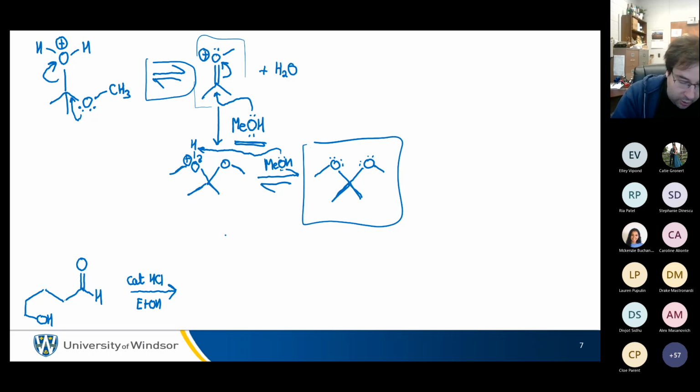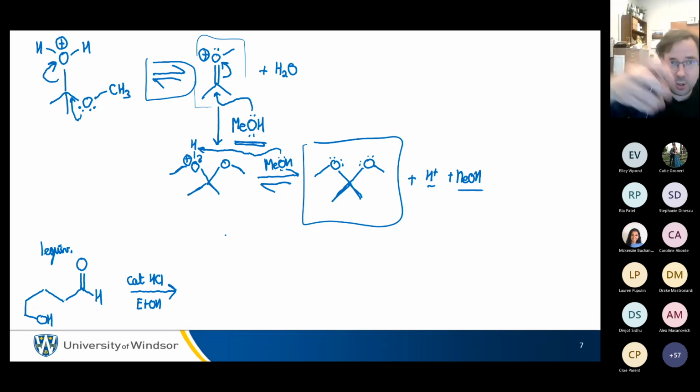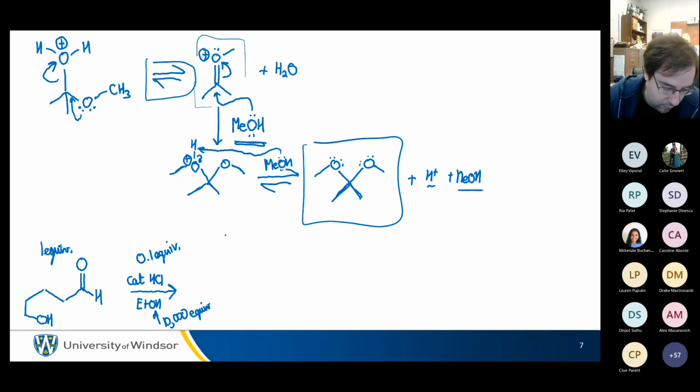Catalytic HCl, ethanol. So let's say there's one equivalent of this. Note that at all times I've regenerated my acid too. The acid was catalytic. I can say it's attached to the methanol, but I don't say that we got the H plus back. And we're going to come back to that chlorine question Alan asked next class because we're out of time this class. So catalytic HCl, so one equivalent of that, 0.1 equivalents of the HCl. So if I've got 1 mole of the guy on the left, I've got 0.1 mole of that, and 10,000 equivalents of ethanol.